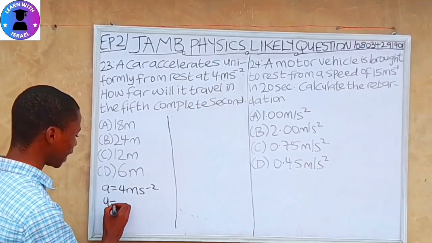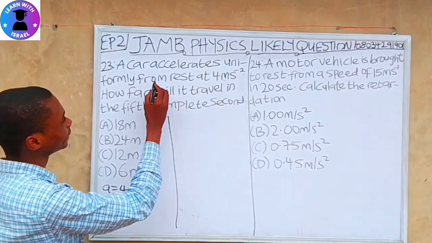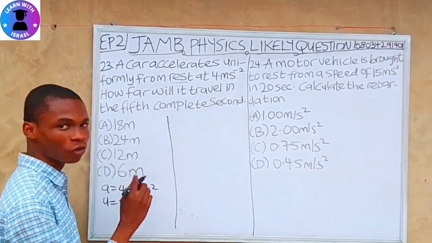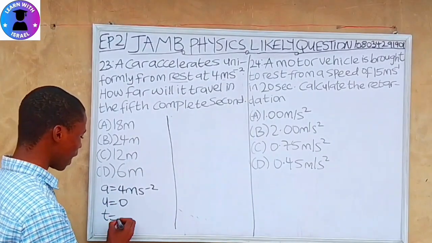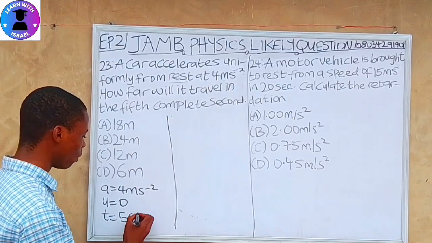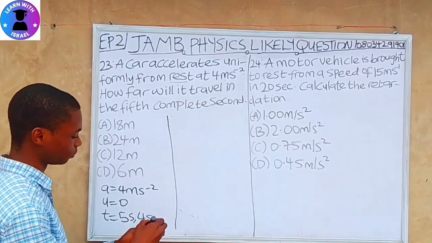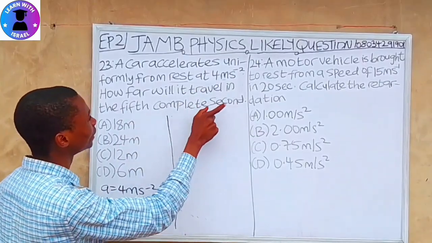Our initial velocity is 0. Why is it 0? Because it is starting from rest. And we also have our time. We have 2 times. The first one is 5 seconds and the second one is 4 seconds. How? The question says, how far will you travel in the fifth complete second?